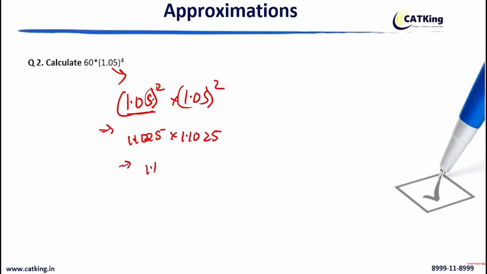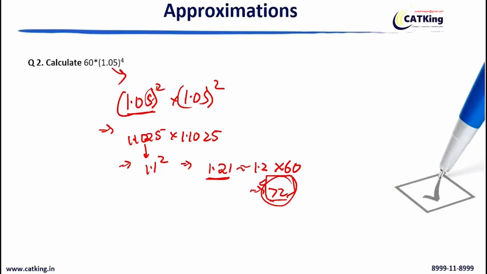This is nothing but I can approximate it to 1.1. This is 1.1 square. What is 11 square? 121. Answer is 1.21. Or as an approximation, I can say 1.2. Multiply this by 60. Answer is 72. So again, I've used approximations to get this answer and see how easily, by approximation, with minimal calculation, I've got this answer.